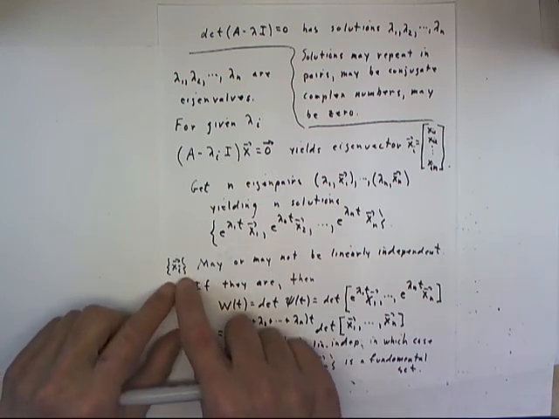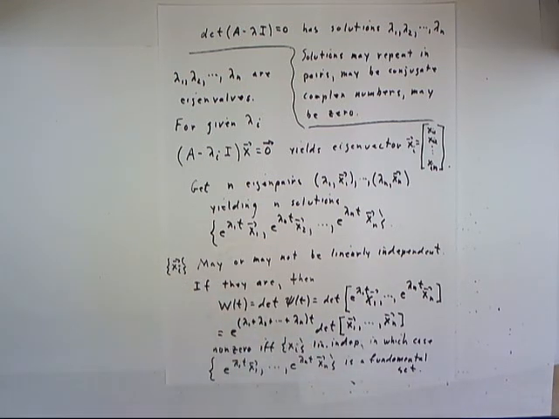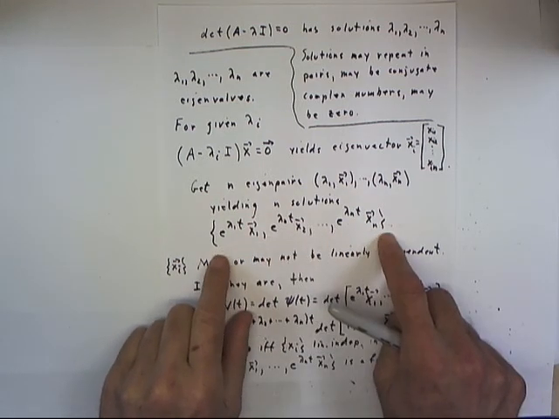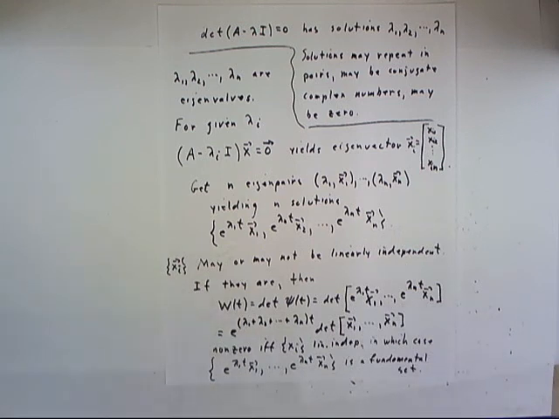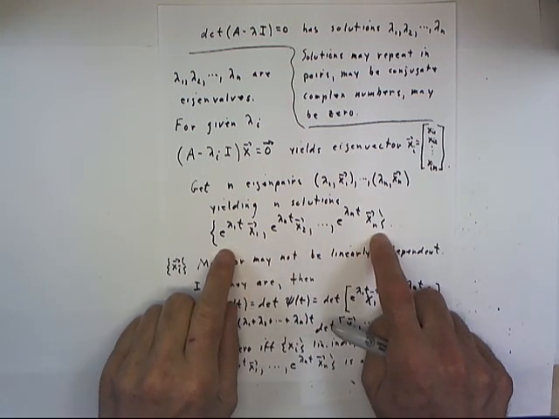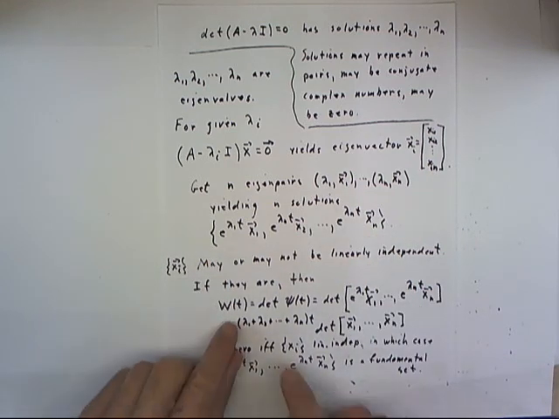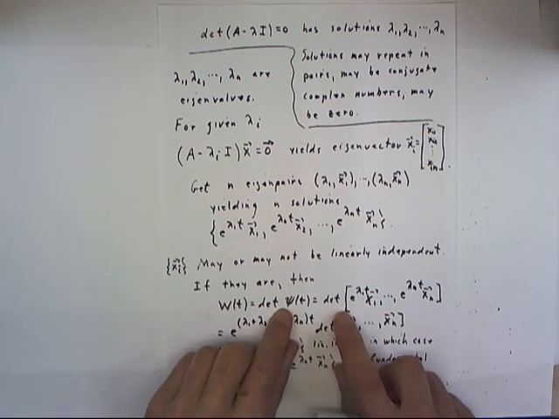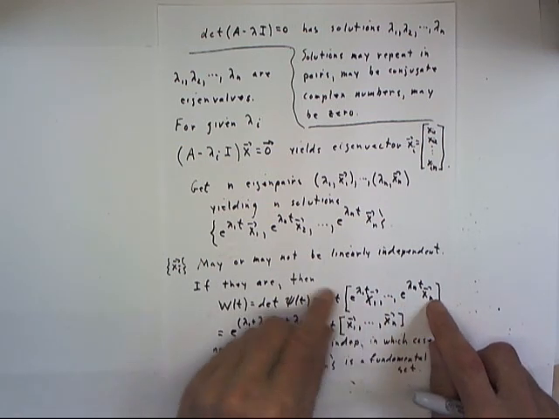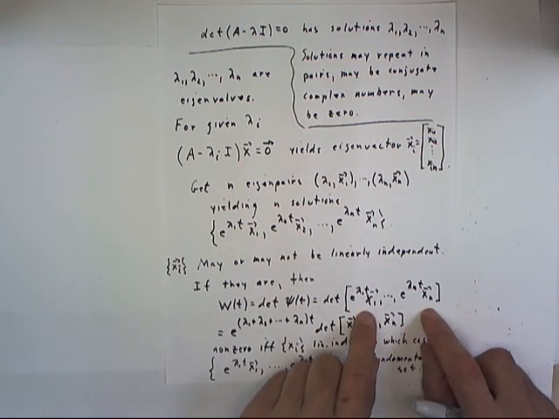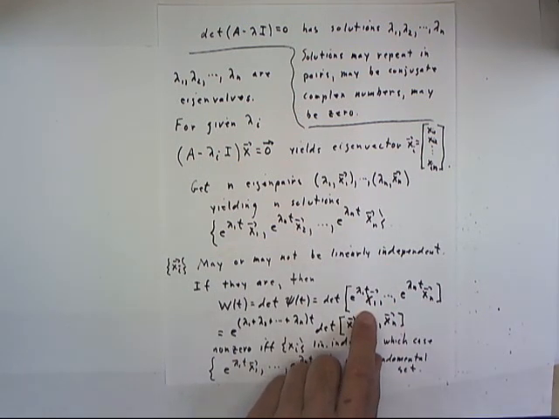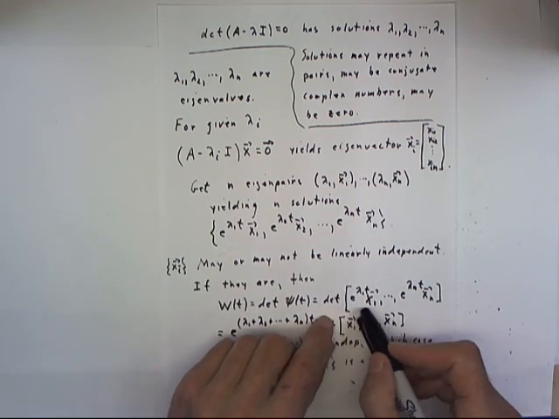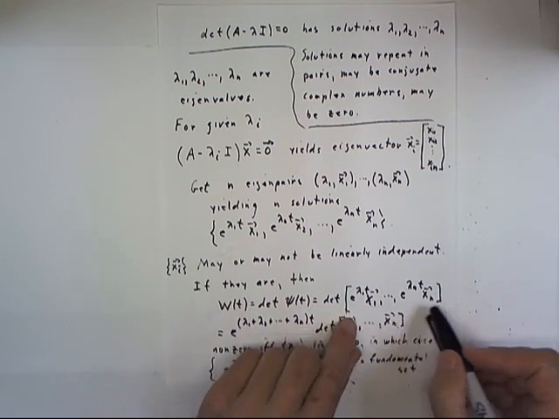If, however, these are linearly independent, then it's going to turn out that this is a fundamental set. And let's think about why. Recall that this is a fundamental set if its Wronskian is non-zero. Well, the Wronskian is just the determinant of our psi matrix. Our psi matrix is just the matrix whose columns are these vectors, so that in the process of calculating the Wronskian, we're going to take the determinant of this matrix.